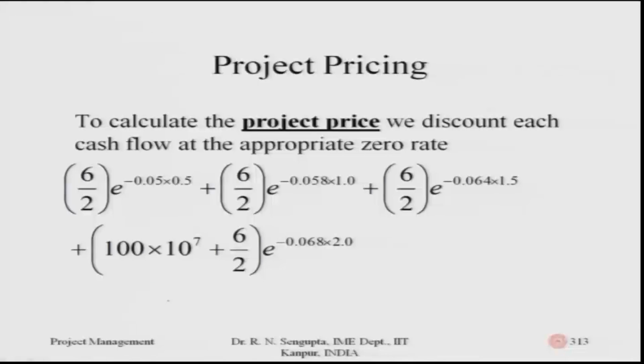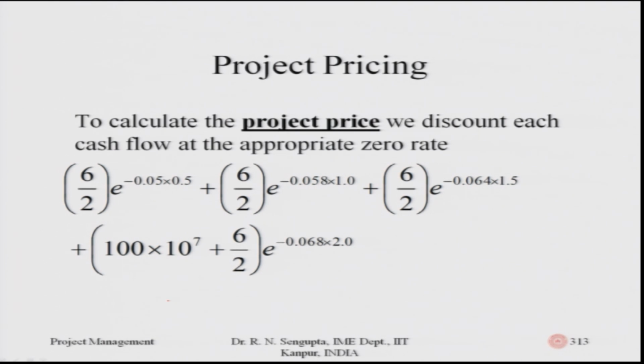So, to calculate the project price, we can discount each cash flow to the appropriate zero rate. Let us consider the first factor. 6 was the interest rate being paid on an amount on a semi-annual basis. If it is paid on a semi-annual basis, there would be two payments on a yearly basis. Hence it is 6 by 2 being paid for the time period of 6 months.